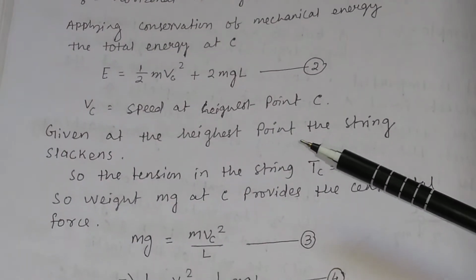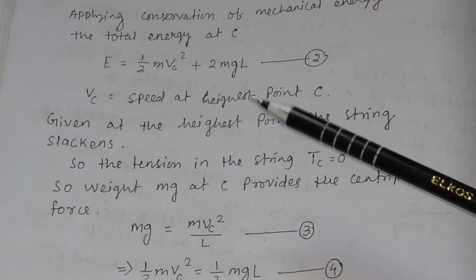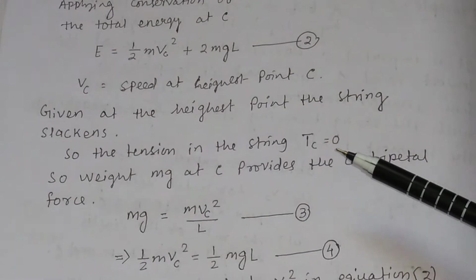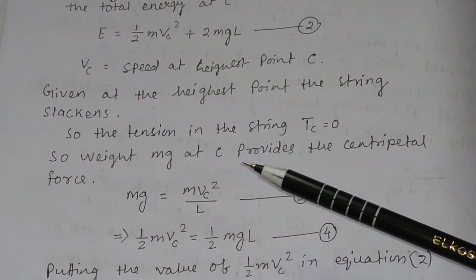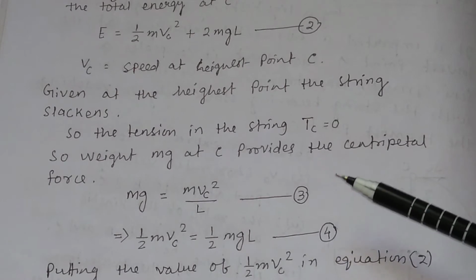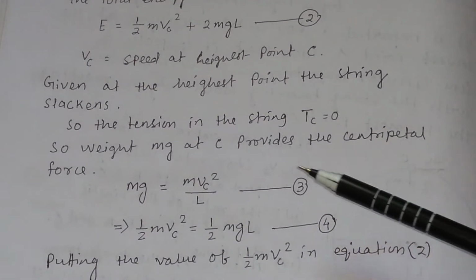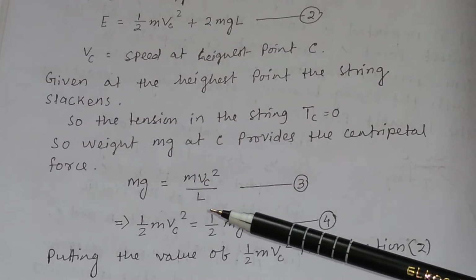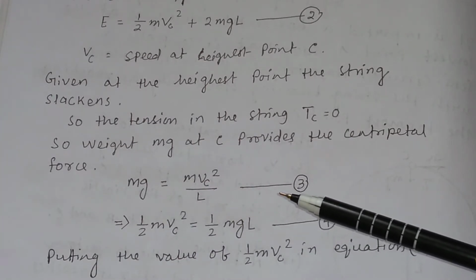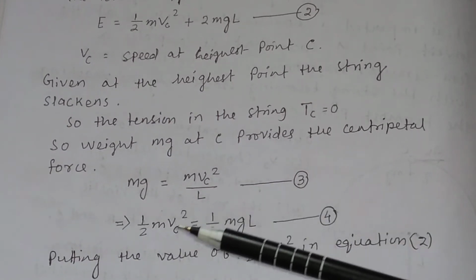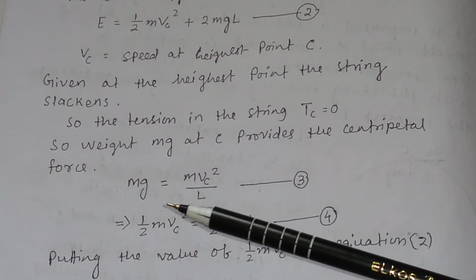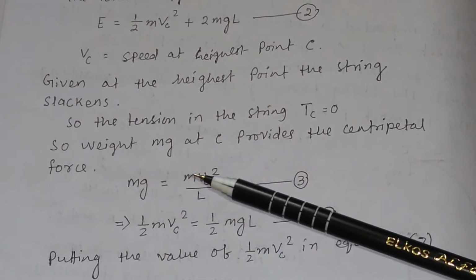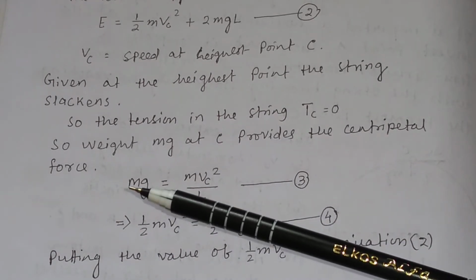And it is given that at the highest point the string slackens. So the tension at the highest point, suppose Tc, will be equal to 0. So the weight mg at the highest point C provides the necessary centripetal force. So the weight mg will be equal to the centripetal force, that is m vc square divided by L. Suppose this is equation number 3. So here you can solve for half m vc square. Half m vc square will be equal to, if you multiply half here, then you have to multiply half this side also.